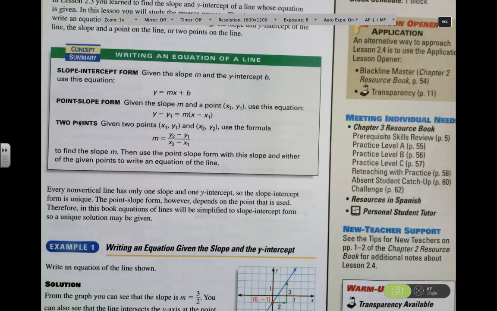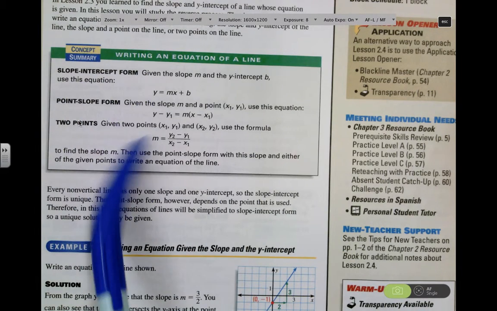So what we're going to do today is take a look at writing equations of lines given different sets of information. Before we get started, I want you to take a look at this chart in your textbook on page 91, but I want to talk about a few key things, just for the information that we'll be using today.